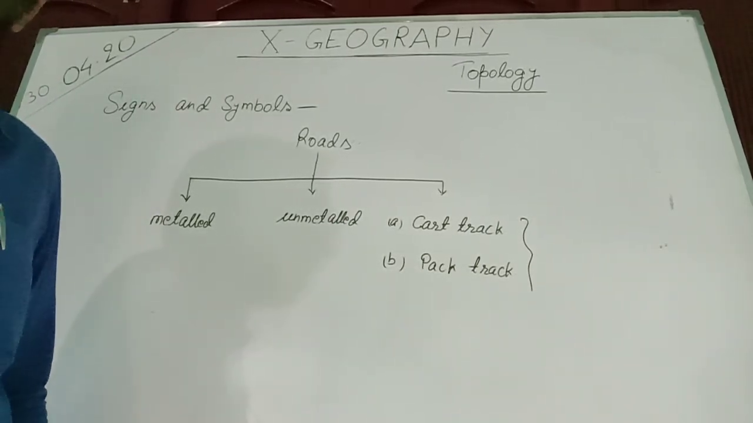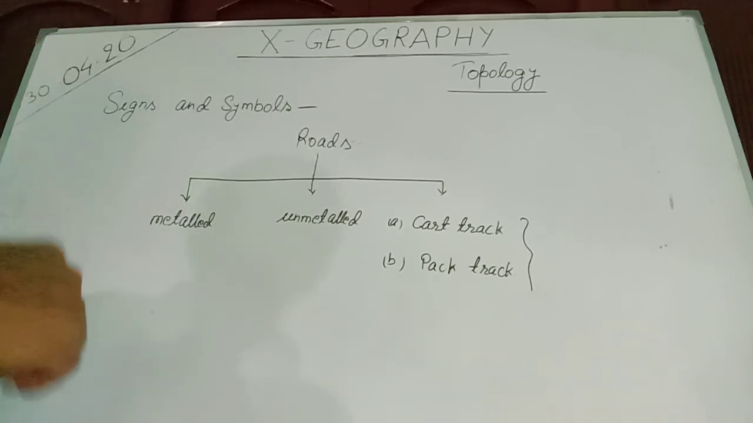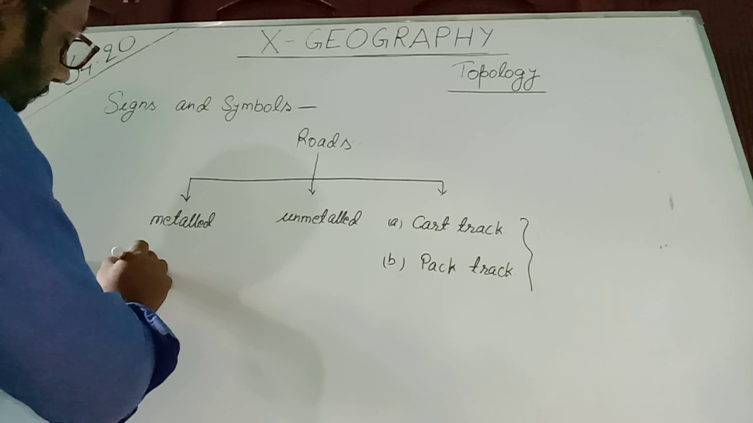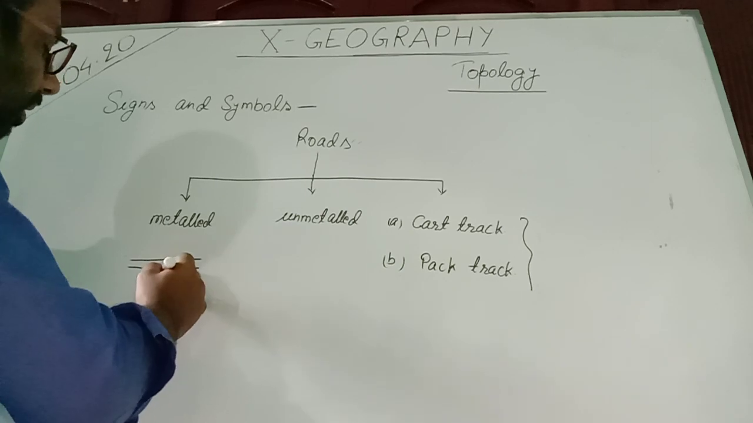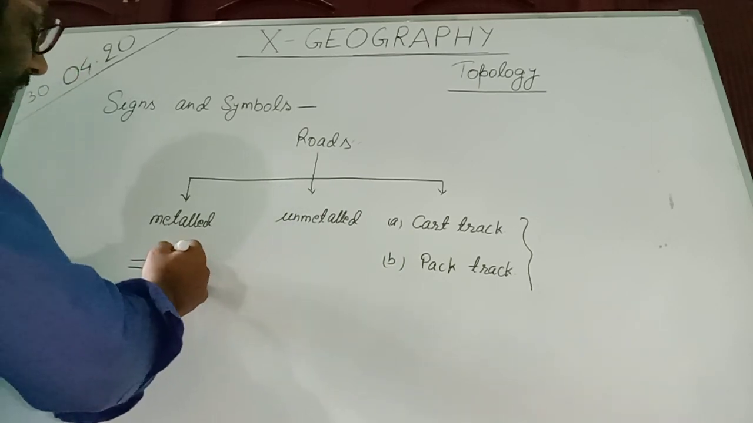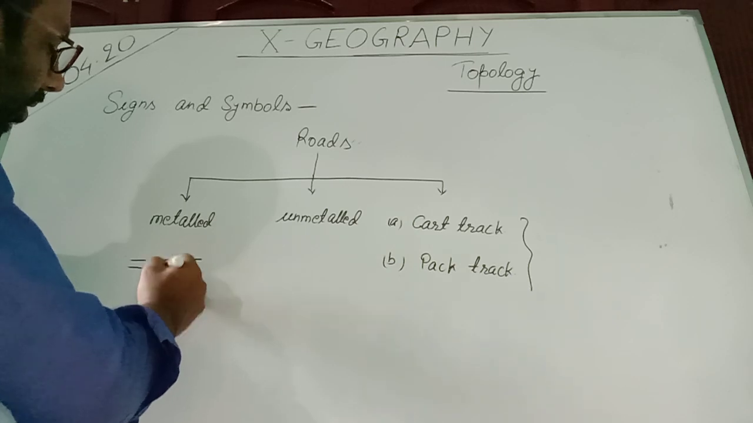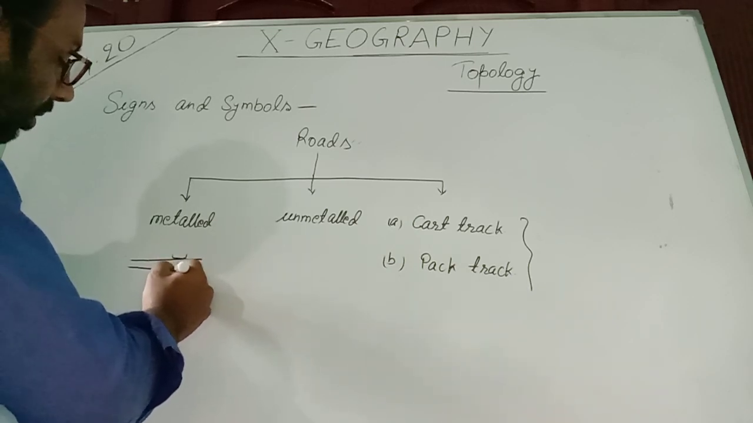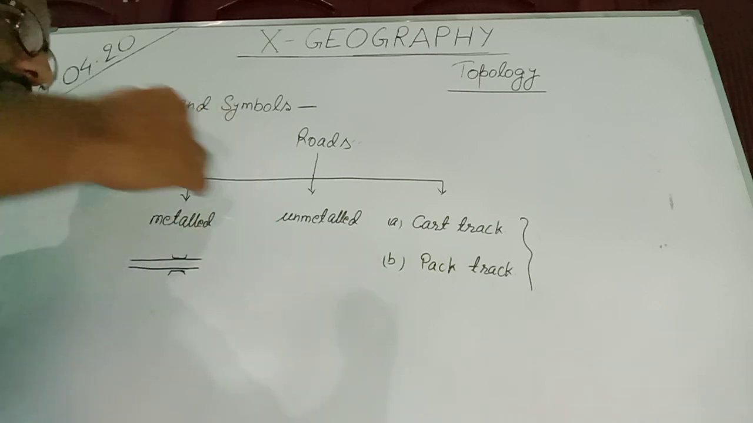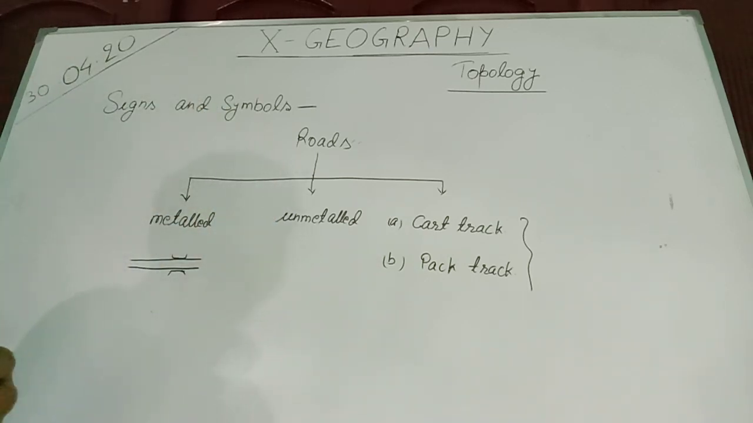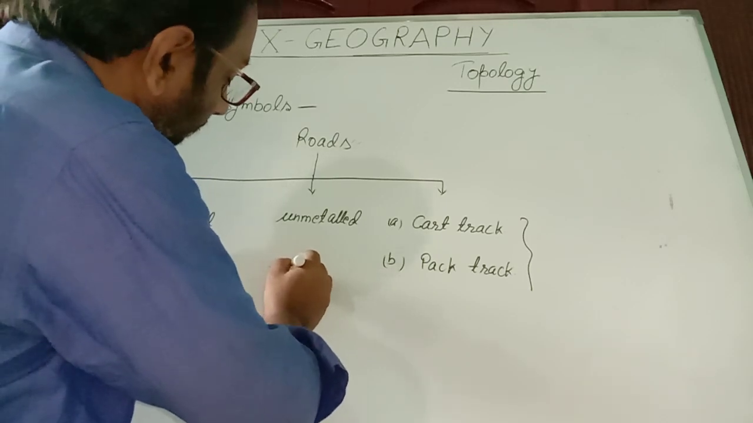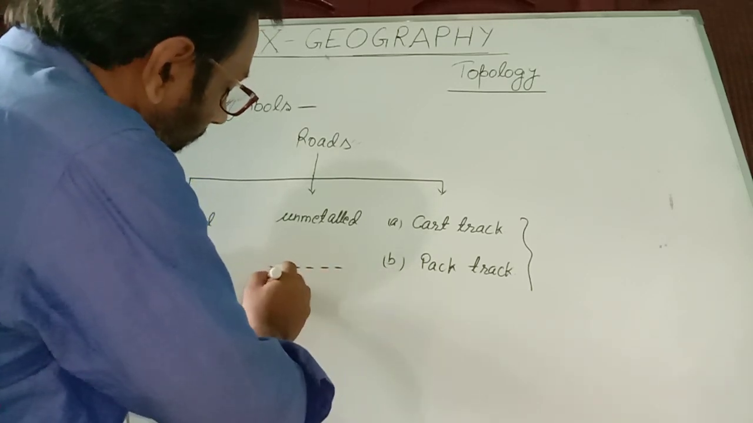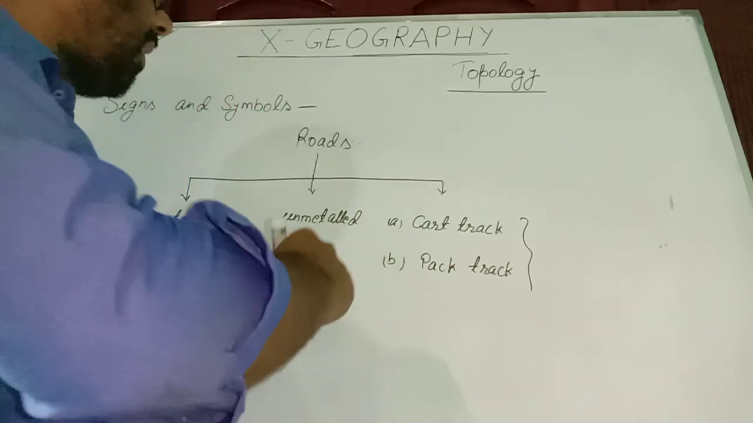Those are printed in red color. You have seen this is two parallel thick red lines. If the symbol of a bridge is there, then you will get this type of symbol beside the road, that is the symbol of a bridge. Then we say that the road is with bridge. If a bridge is not there, then we simply say that it is the metalled road. For an unmetalled road, you have seen two parallel dotted lines in red color. This is the unmetalled road.